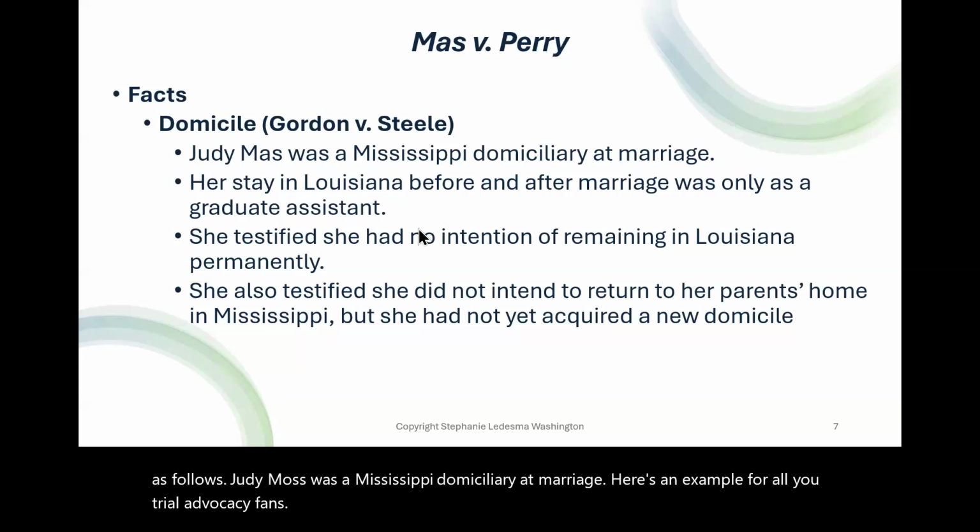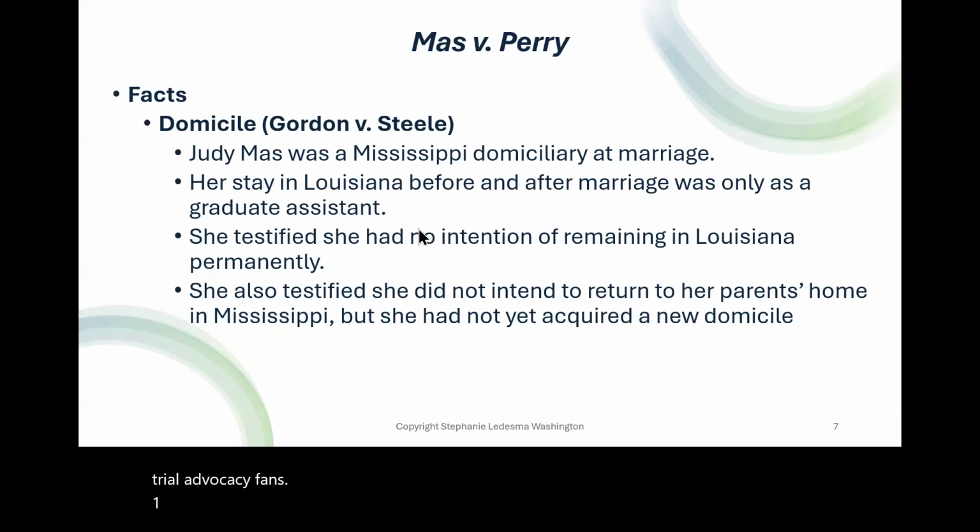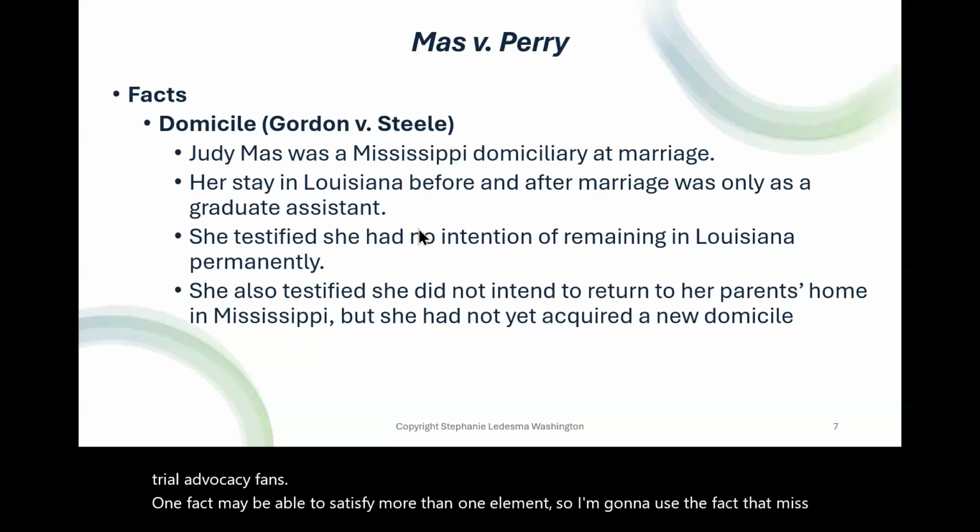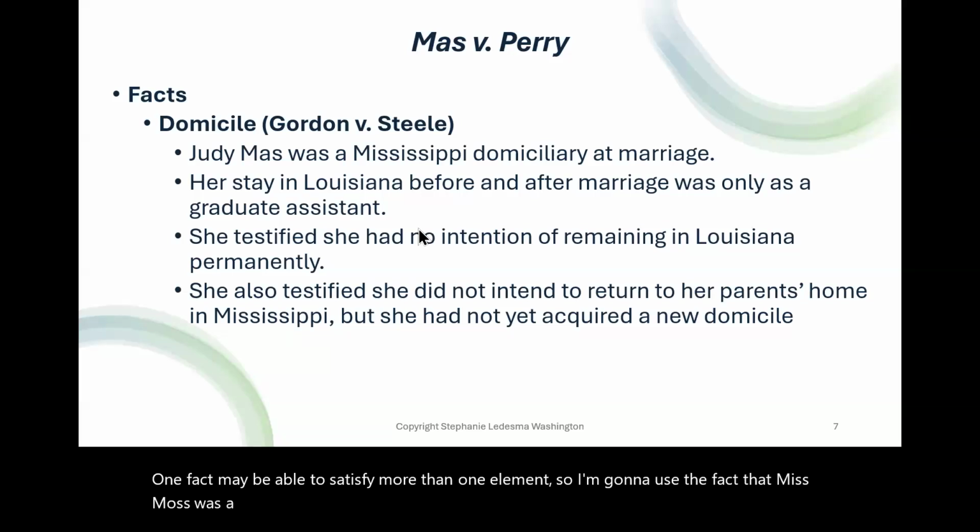One fact may be able to satisfy more than one element. So I'm going to use the fact that Miss Moss was a Mississippi domiciliary in two different places. I'm going to use it under complete diversity, and I'm going to use it under domicile.